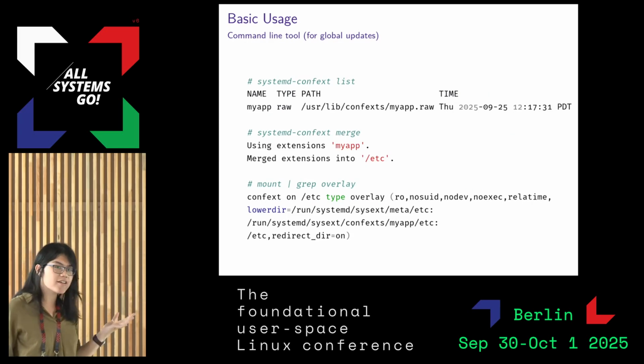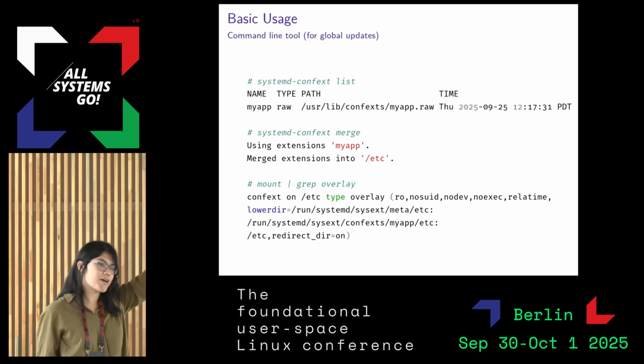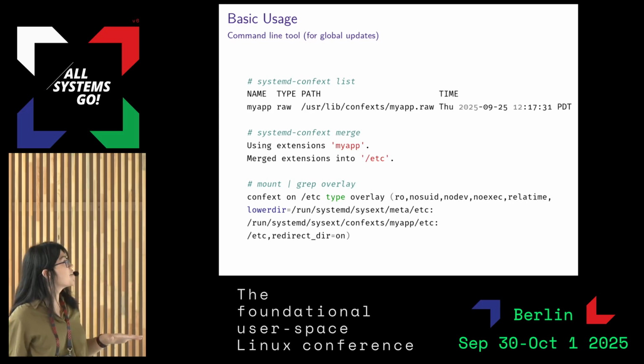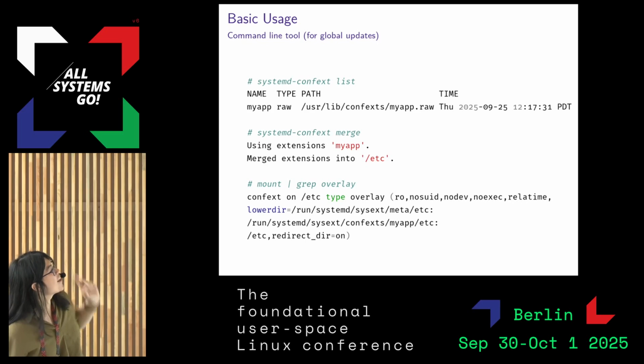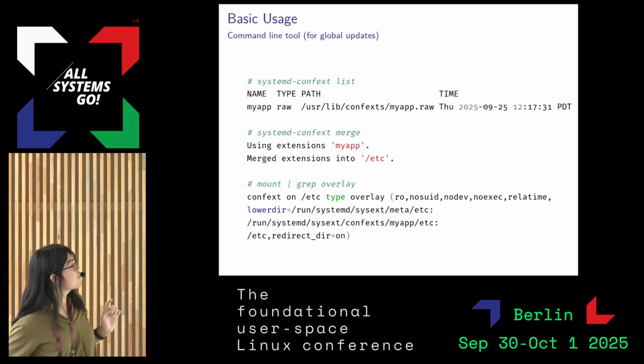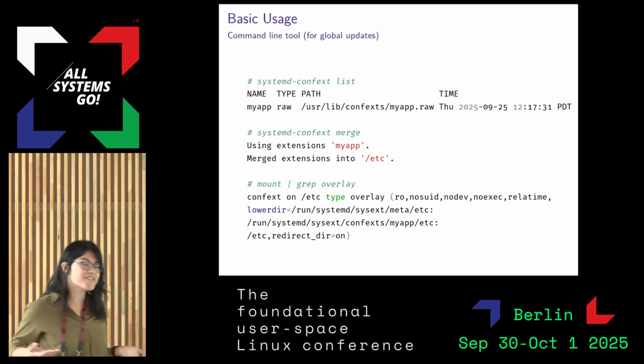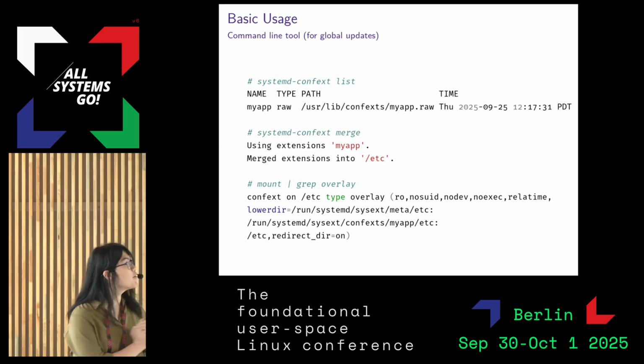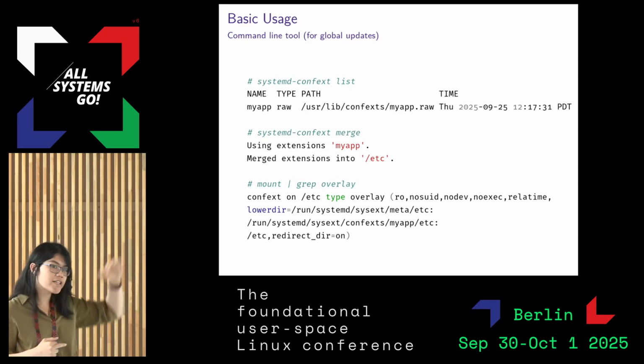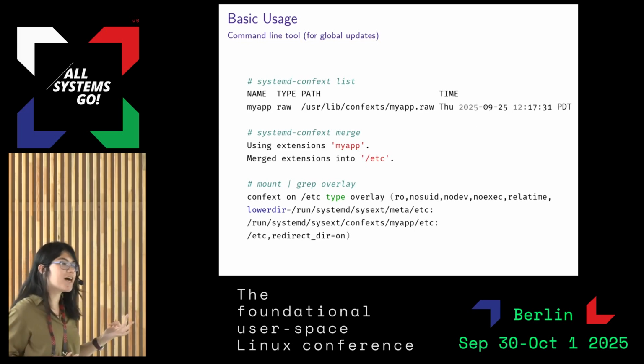When you list it, it basically scans through a prescribed set of directories, and then it'll be like, hey, there's an extension here that I can apply. If you want to apply it, you run systemd-confext merge, and basically now /etc/myapp.conf will be available. If you run the mount command right after you run merge, you get a sense of what's happened.